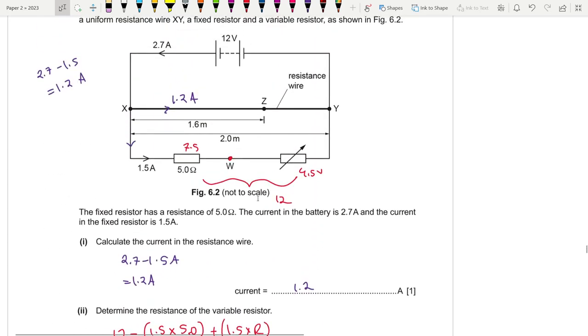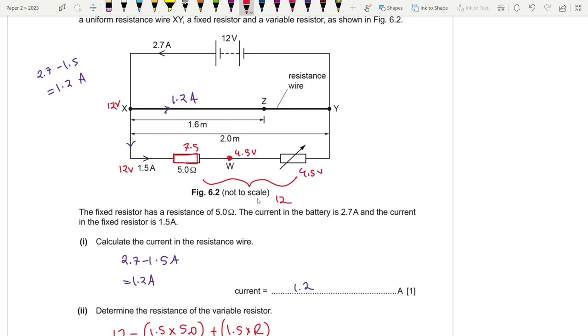Okay, exactly. So check this out. We started with a voltage of 12 volts on this side. Okay, so this guy over here is taking up 7.5. So what's the voltage remaining? 12 minus 7.5. We have 4.5 volts remaining over here.